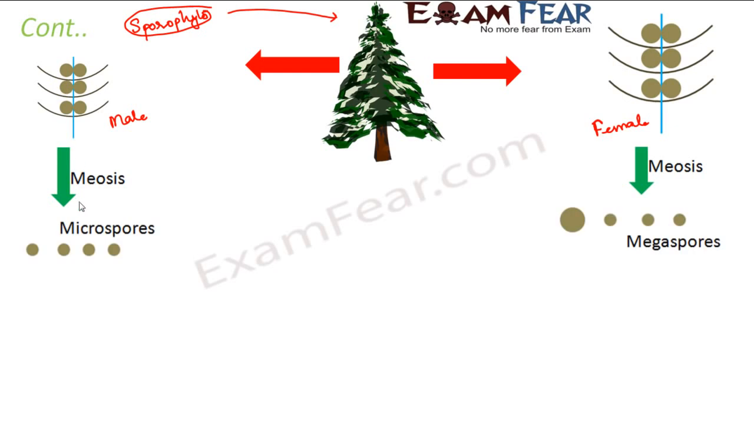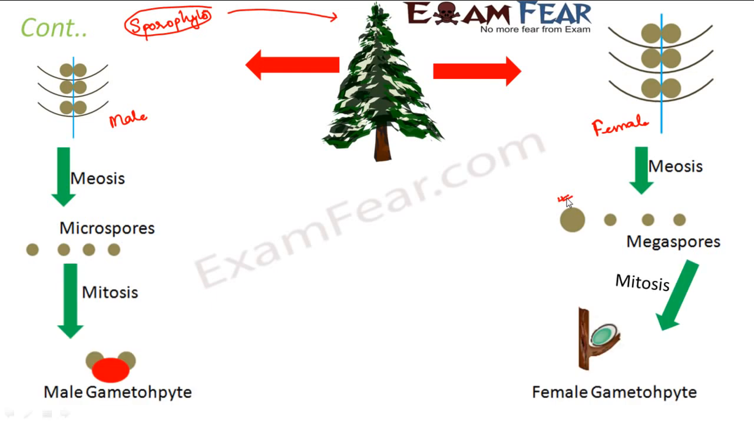So the spores which are released from the male sporangium are the microspores, and those released from the female are the megaspores. So megaspores are larger in size than the microspores. Now one of these megaspores, which I have denoted here as little big, will actually form the female gametophyte, and these microspores form the male gametophyte. So now we have both female gametophyte and male gametophyte.